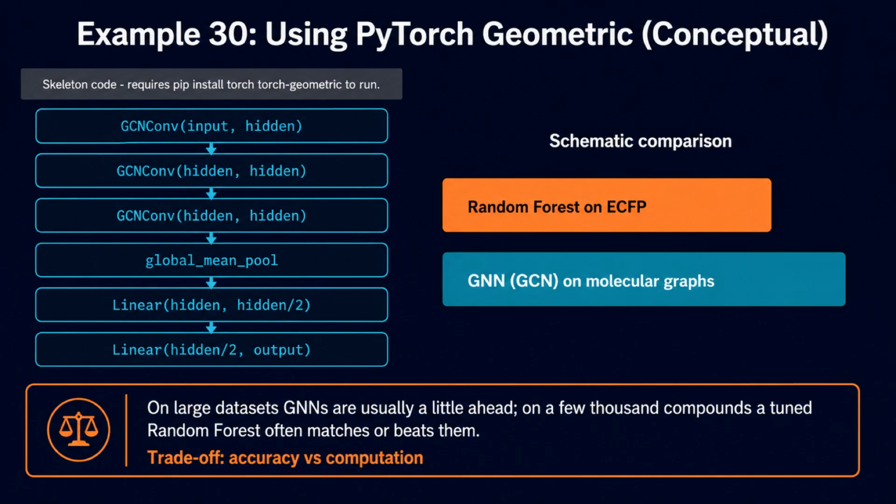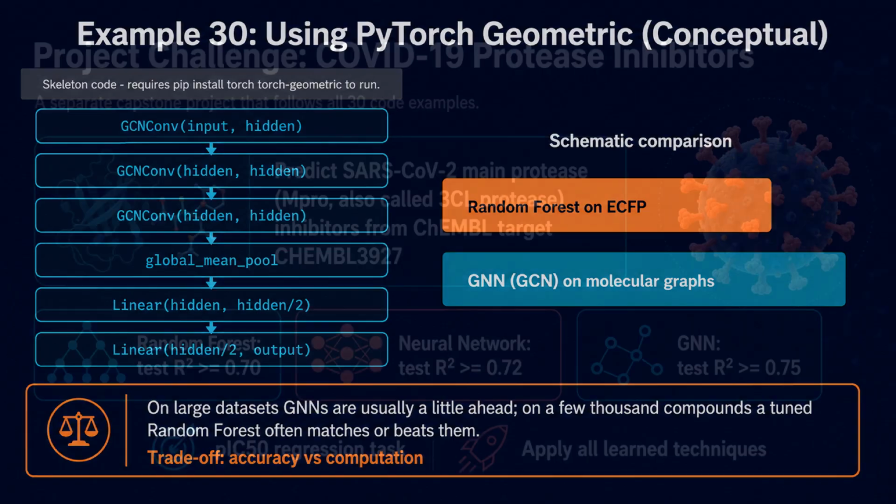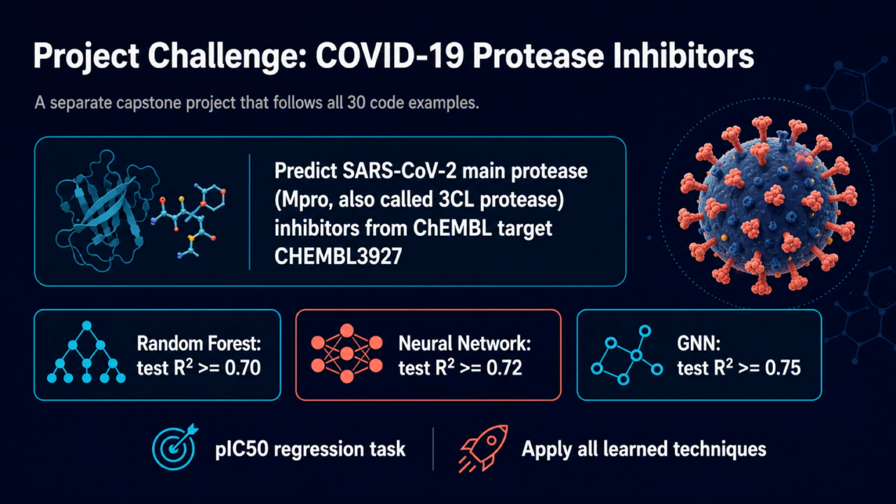On when to reach for this. GNNs typically outperform traditional methods on larger datasets, especially beyond 10,000 compounds, while on a few thousand, a tuned random forest on fingerprints often matches them for far less computation. The chapter closes with a separate project challenge, set after the 30 examples rather than being one of them.